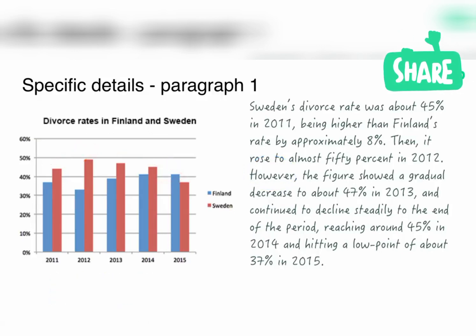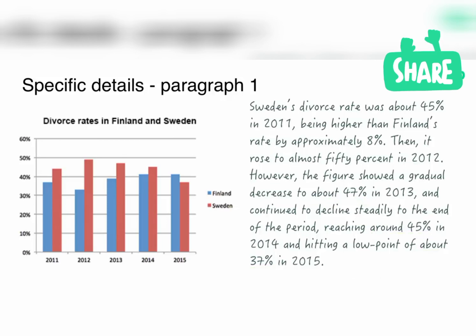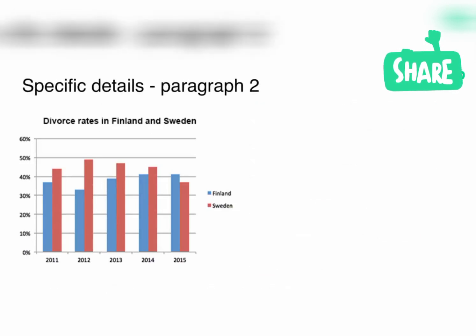Also, you can see that all the percentages I indicated are not exact, so I used words around and about. And finally, pay attention to the expressions that I used. Hitting a low point of about 37%. When a graph hits a low point of X%, it means that the graph reaches its lowest number. And this phrase is a great way of indicating what was the graph's minimum and in what year. That's all with our first paragraph with specific features.